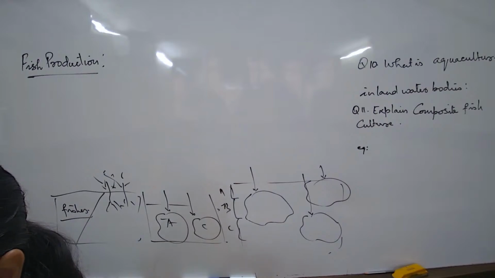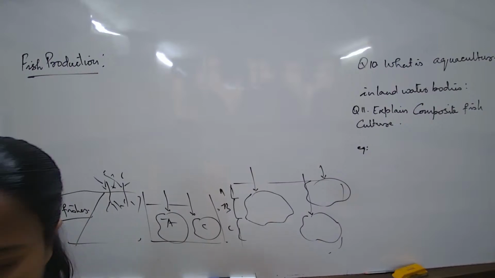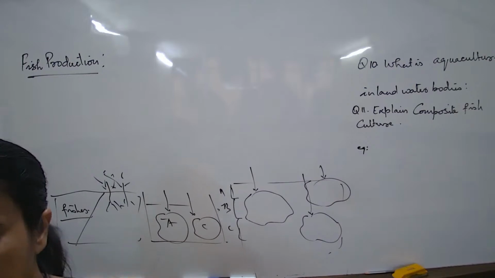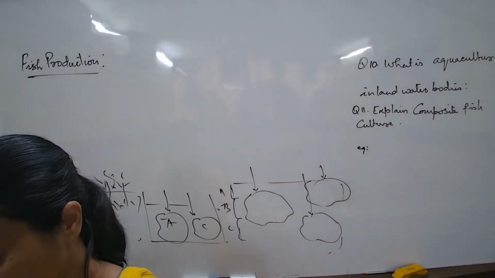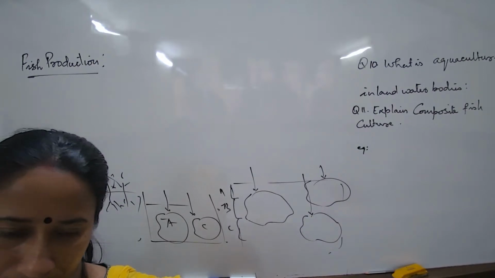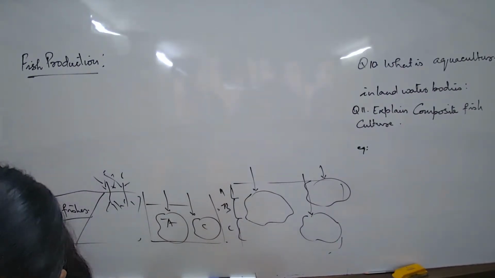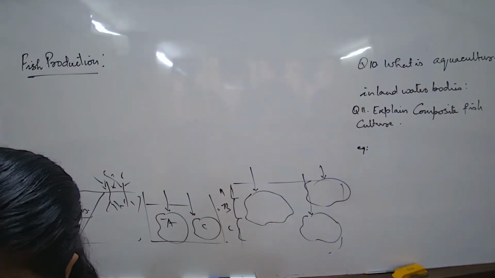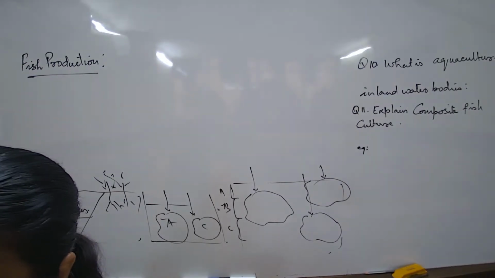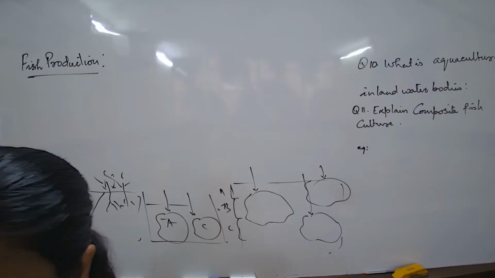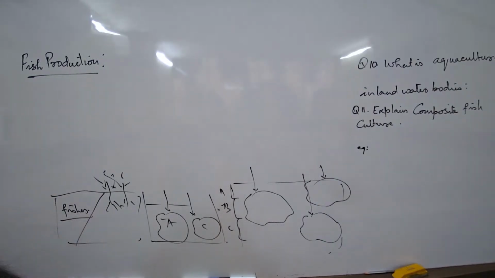5 to 6 varieties of fishes in the same water body. Breeding 5 to 6 varieties of fishes in the same water body, for example a pond, is known as composite fish culture. Full stop.